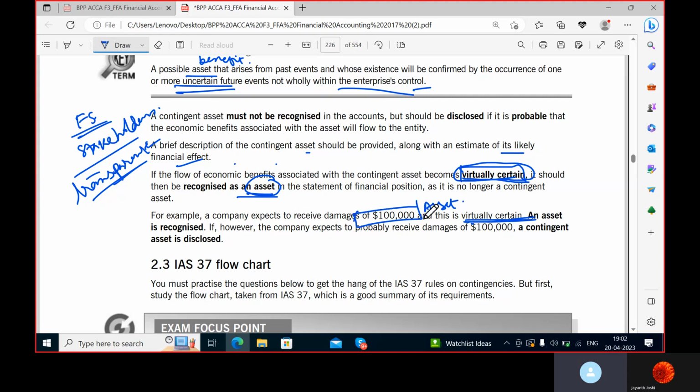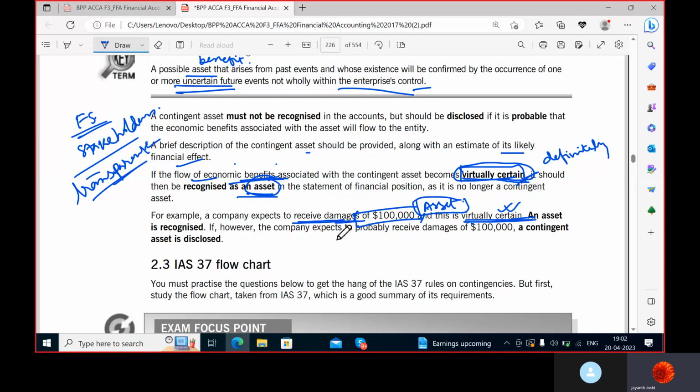See, when the company is going to receive the benefit and that is definite, definite means certain. In that scenario, we can recognize it as an asset. What's the definition of an asset? Future economic benefits will flow to the entity. So the company is expecting to receive damages from someone, be it XYZ, and that is definitely certain. We will show it as an asset, not a contingent asset.